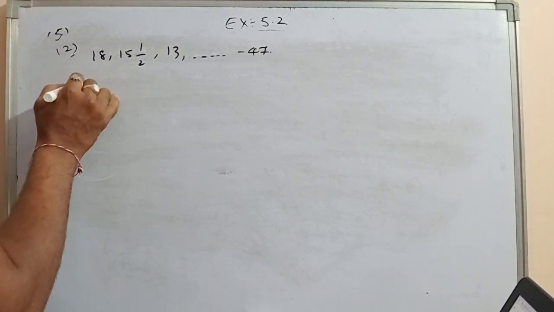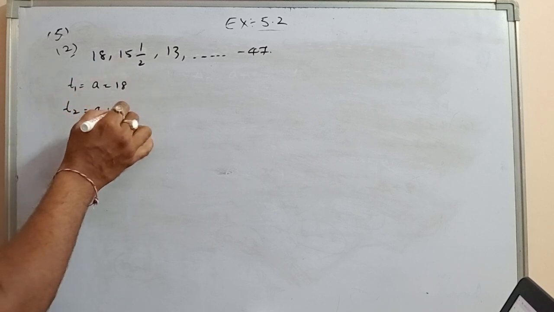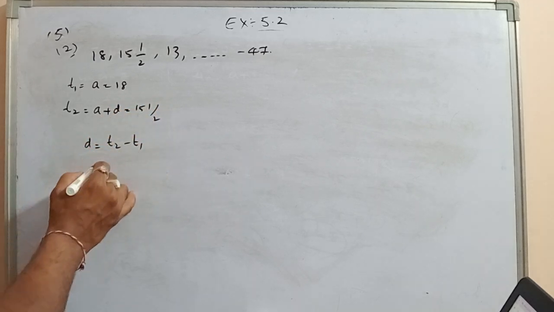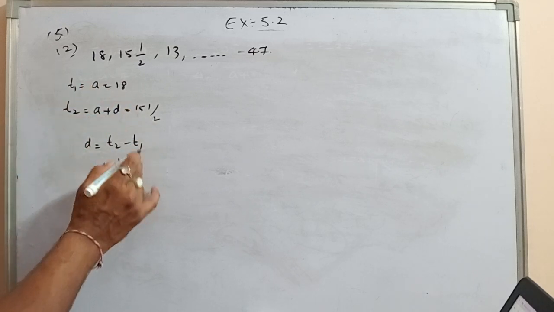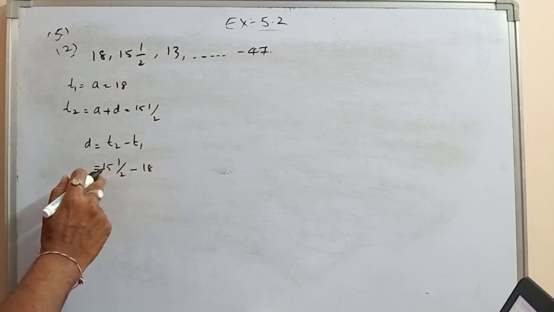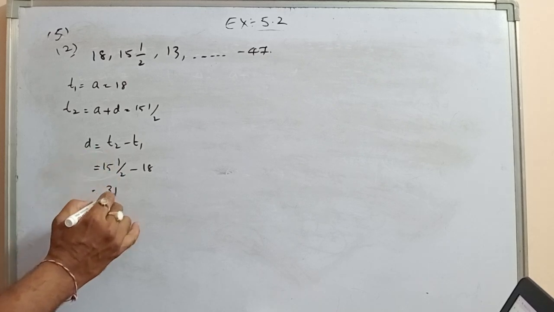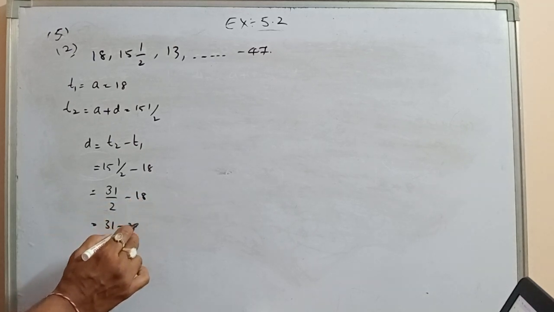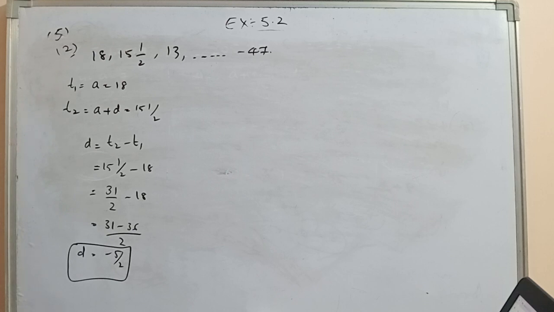So here T1 is equal to A is equal to 18. T2 is A plus D is equal to 15 1 by 2. In the same way, D is equal to T2 minus T1, that is the formula. By substituting the value of T2 as 15 1 by 2 minus T1 as 18. This is a mixed fraction. 15 ones are 15, 15 twos are 30, 30 plus 1 is 31. So 31 by 2 minus 18, that is 31 minus 36 by 2, by cross multiplication. So minus 5 by 2. We got the value of D as minus 5 by 2.